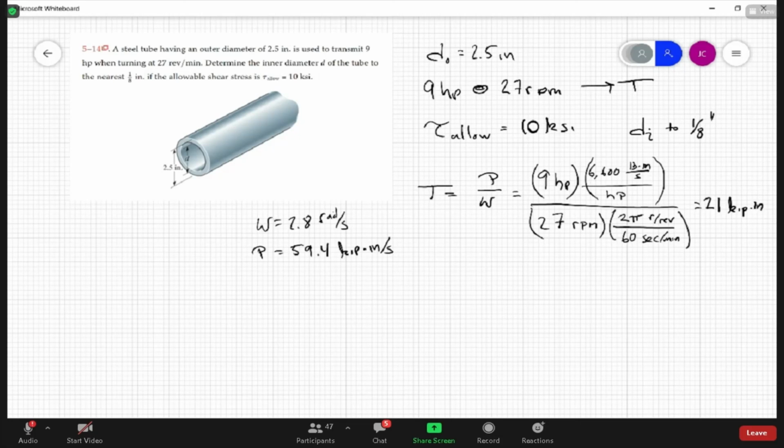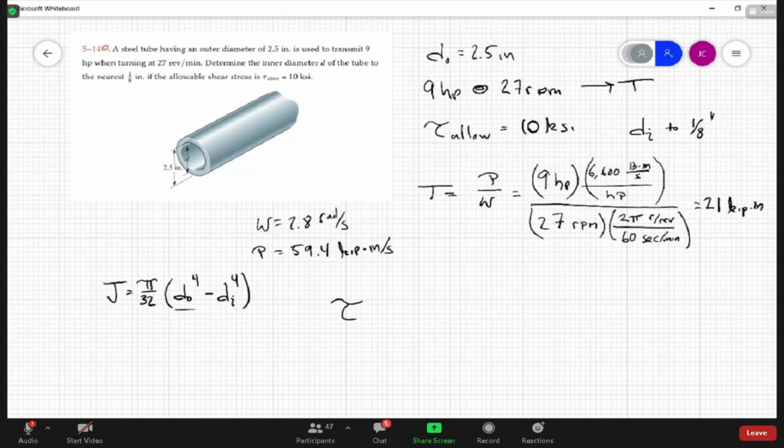All right, so now we can do the design problem, right? So I don't know J. J is pi over 32 outer diameter to the fourth minus inner diameter to the fourth, correct? I know the outer diameter, but I don't know the inner diameter.